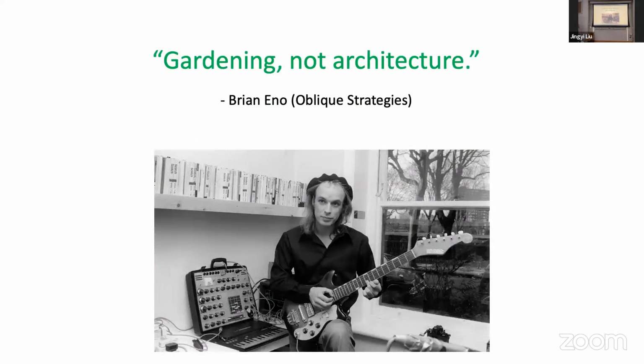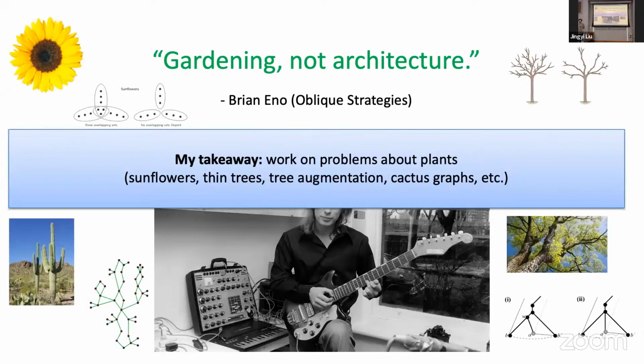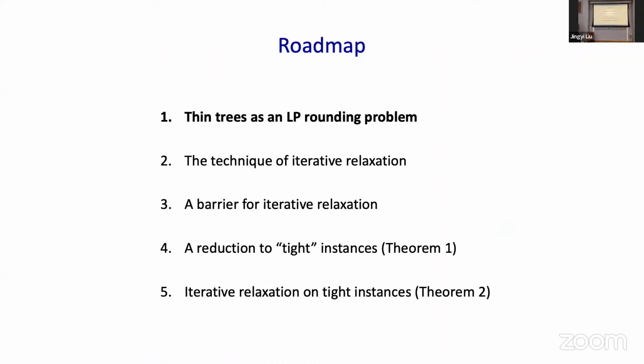Before I get started, I want to share a quote I like from Brian Eno. He said, gardening, not architecture. And I think probably he meant something like, when you're working on a creative problem, don't plan everything out, let things grow organically. I think it's good advice, but for theoreticians, we should take his quote in a different direction. I think we should work on problems about plants. So join me: thin trees, sunflowers, cactus graphs. Okay, all right, let's get started.